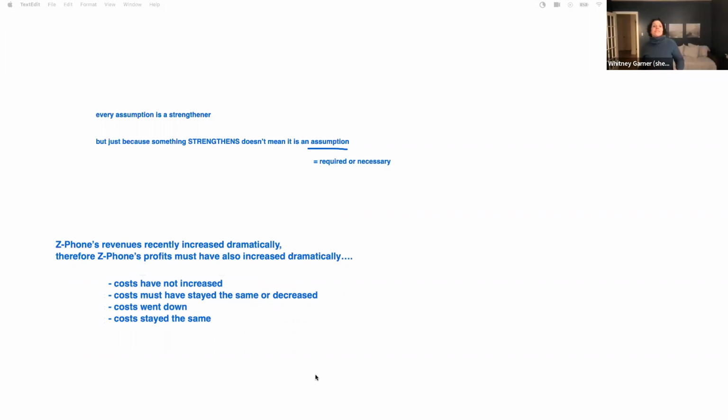So y'all, it turns out that all of these are strengtheners. All of them strengthen my belief that if Z-Phone's revenues went through the roof, their profits must also have increased dramatically. All of these are strengtheners. That said, none of them are assumptions.